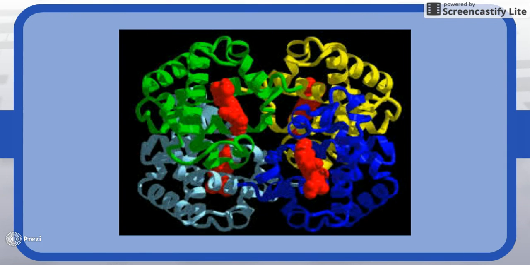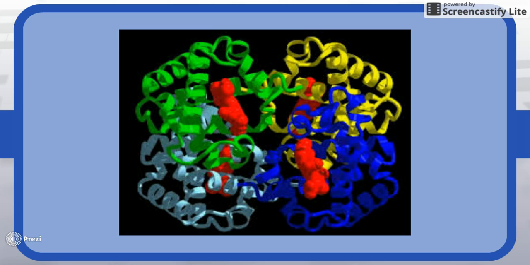What is hemoglobin? Hemoglobin is found in red blood cells. Hemoglobins are globular proteins that carry oxygen molecules and carbon dioxide molecules throughout the body. Each hemoglobin protein structure consists of 4 polypeptide subunits, which are held together by ionic bonds, hydrogen bonds, hydrophobic interactions, and van der Waals forces.